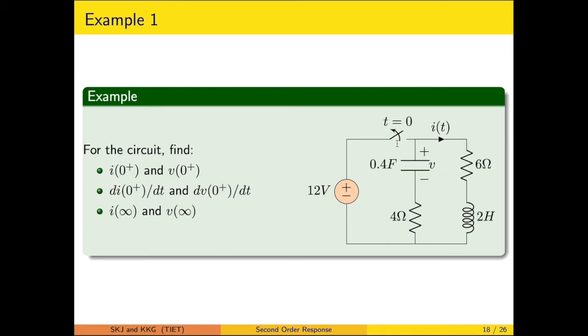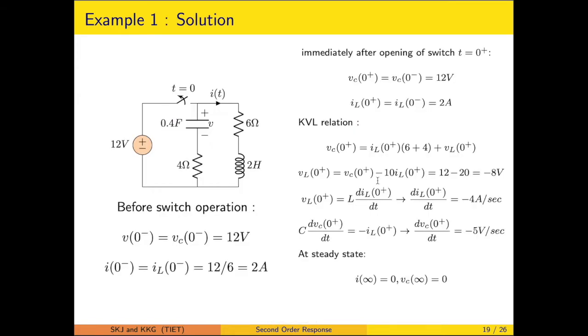So before the switch operation, the inductor will be emulating a short circuit. The capacitor, when fully charged, will be emulating an open circuit. When it is a short circuit, the current through the inductor will be 2 ampere, 12 upon 6, and the voltage across the capacitor will be the supply voltage, 12 volt. So this is how we calculate that before the switch operation the capacitor voltage is 12 volt and the inductor current is 2 ampere.